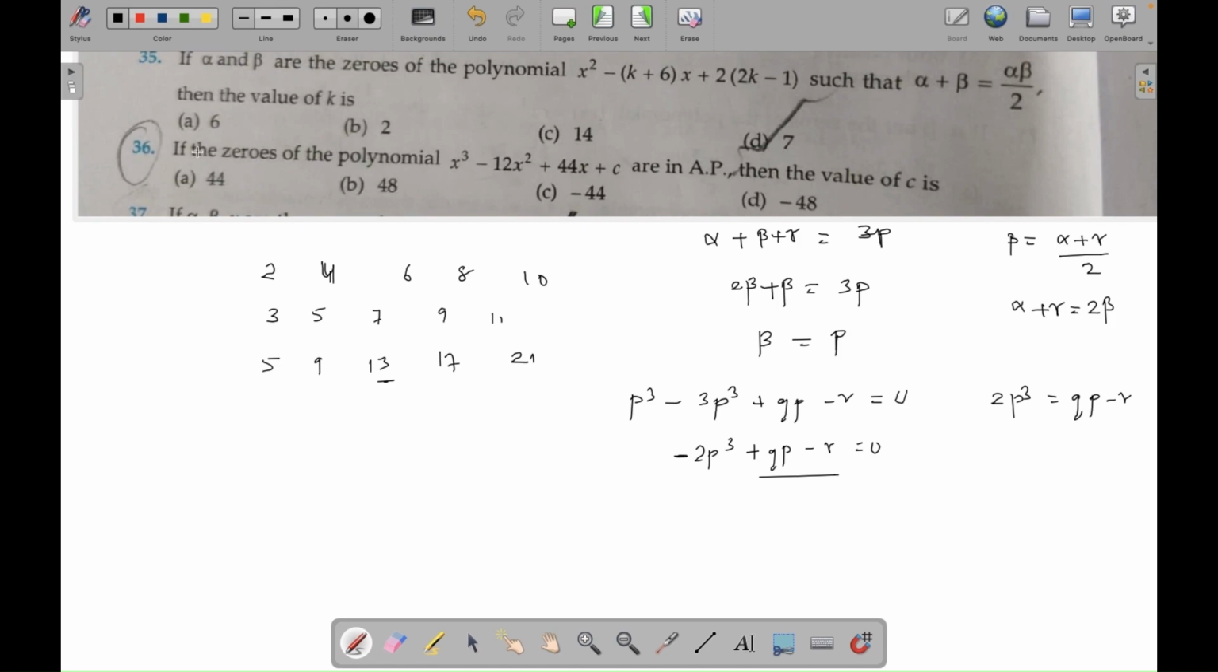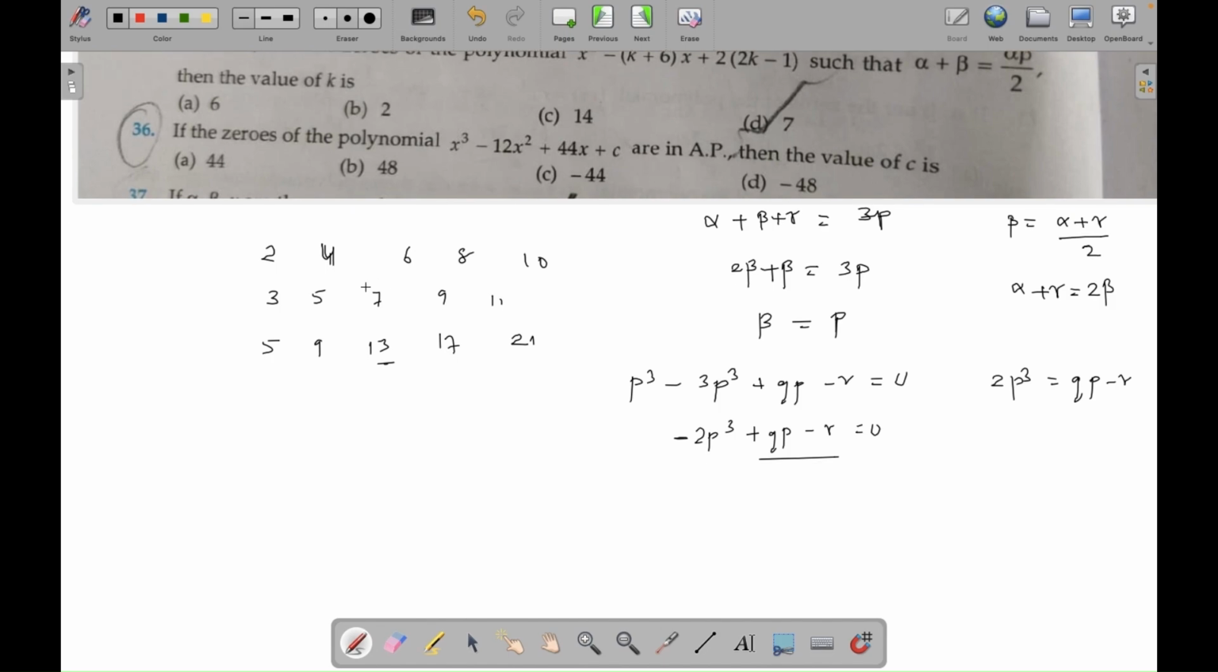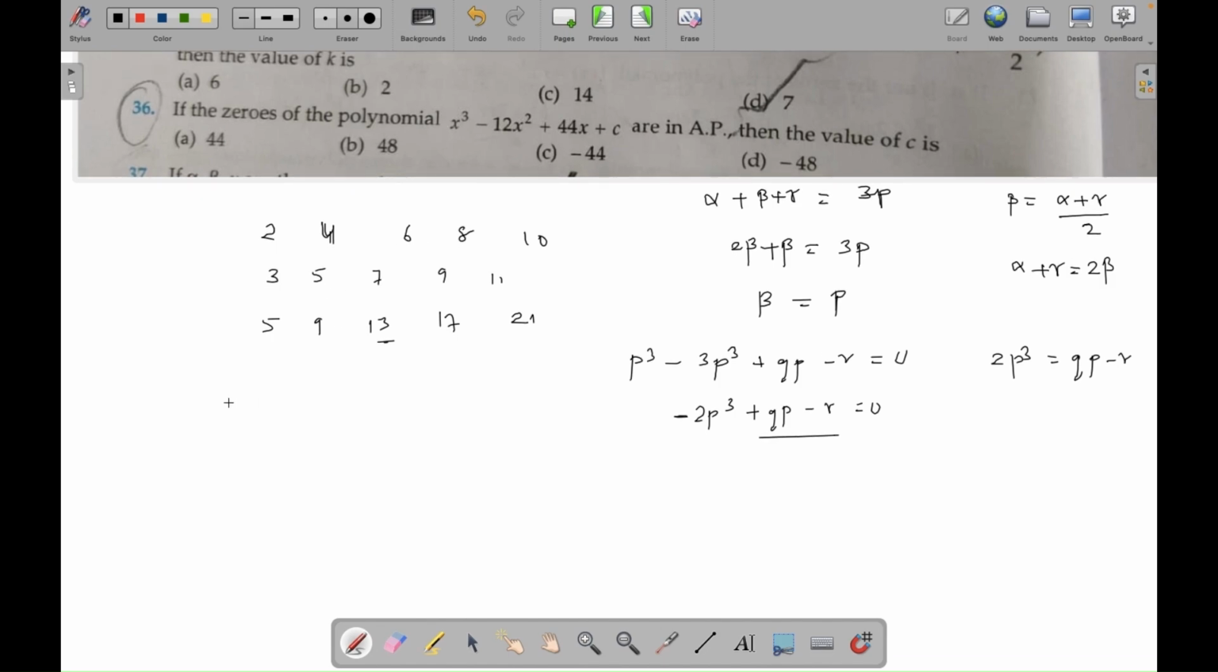A similar question: if the zeros of the polynomial x cube minus 12x squared plus 44x plus c are in AP, then the value of c is. So again we'll get 3 beta is equal to 12. So the value of beta will be equal to 4. The same way, right? So now we just need to substitute 4 here.